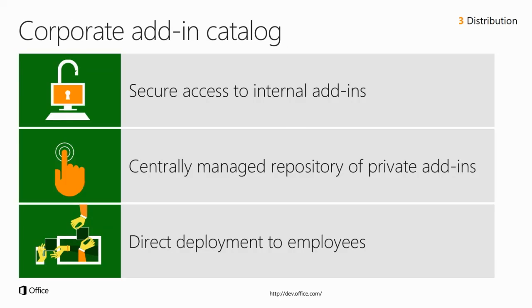With the corporate add-in catalog, you have secure access, so you could use it if you need to access internal backend servers. If you want to expose, for example, a CRM system inside of your organization, you don't want to do that in the public store. So you might want to deploy and distribute your add-in through a private one. You can manage your add-ins centrally, and deploy directly to your employees. You can push add-ins and make them available to all of the employees inside of your organization. Okay.